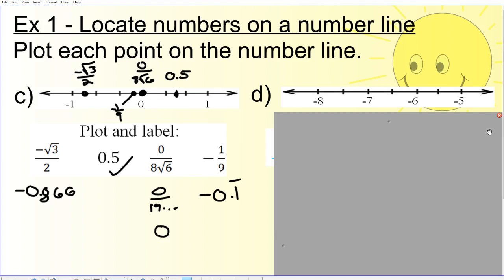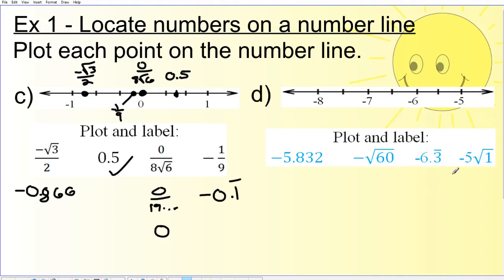All right, letter D. This will be another one for you to try it out. If you take a quick glance here, you'll see all your numbers are negative. Let that sink in. Go ahead and take each of these and try to find their approximate locations on the number line. Pause the video, take your time. When you're ready to continue, hit play, and we'll go through it together.